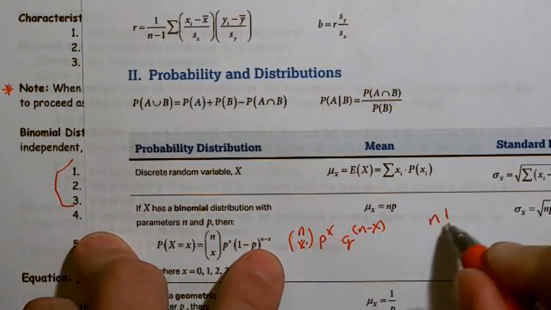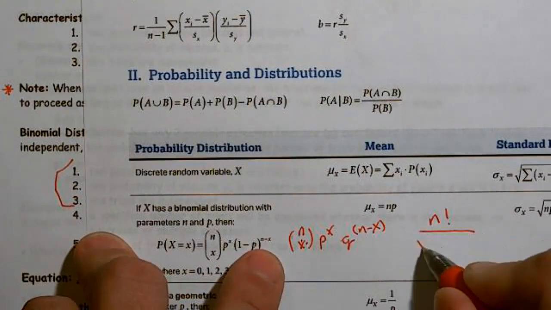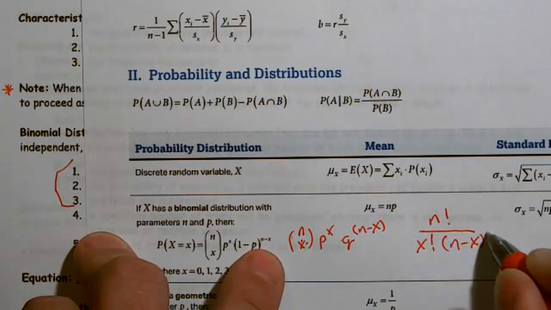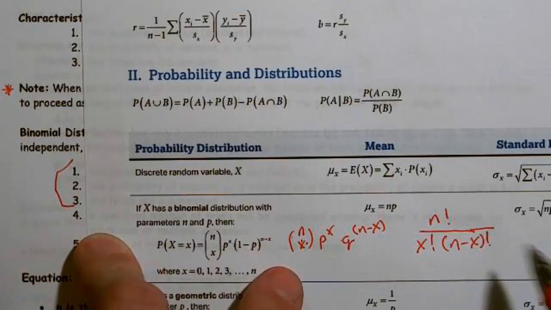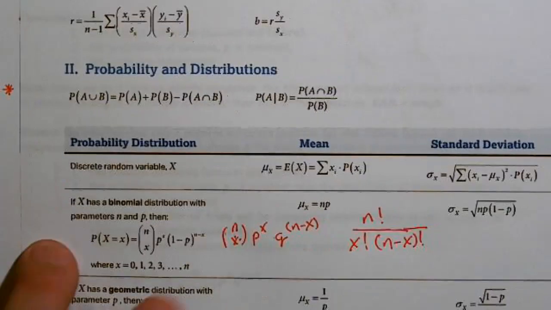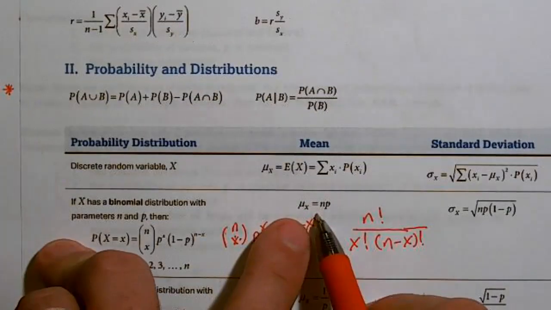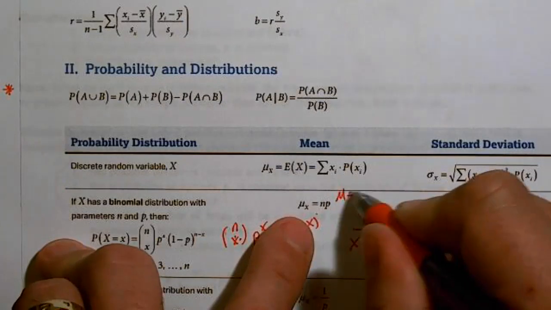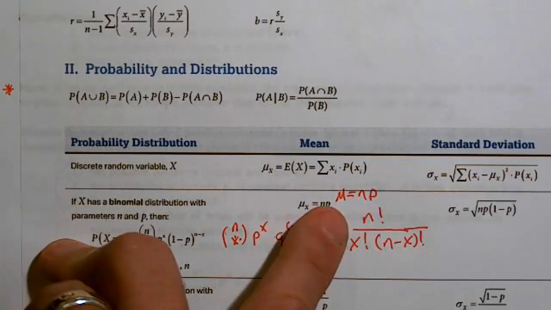We said that that was n factorial over x factorial, and this would be n minus x factorial. As far as showing that, you'll never have to show it. It's built into the calculator. We don't have to worry about it. Our expected value is just n times p. So the mu equals n times p, or the expected value.